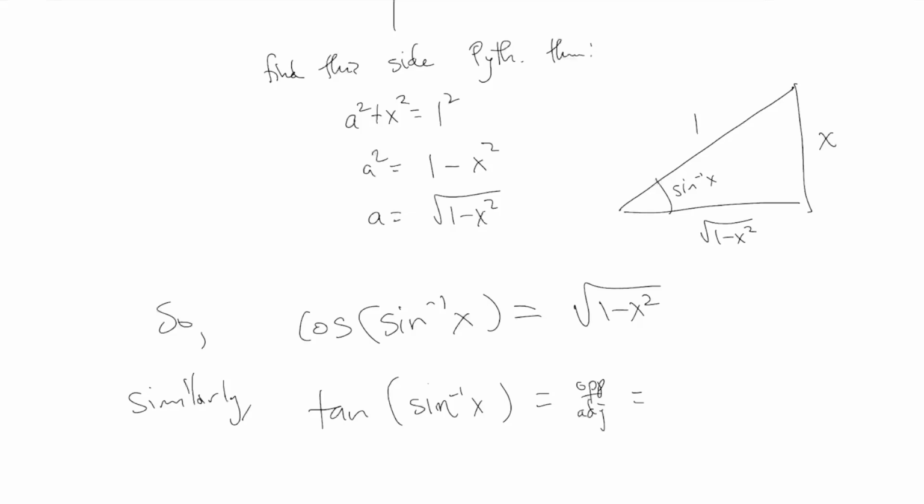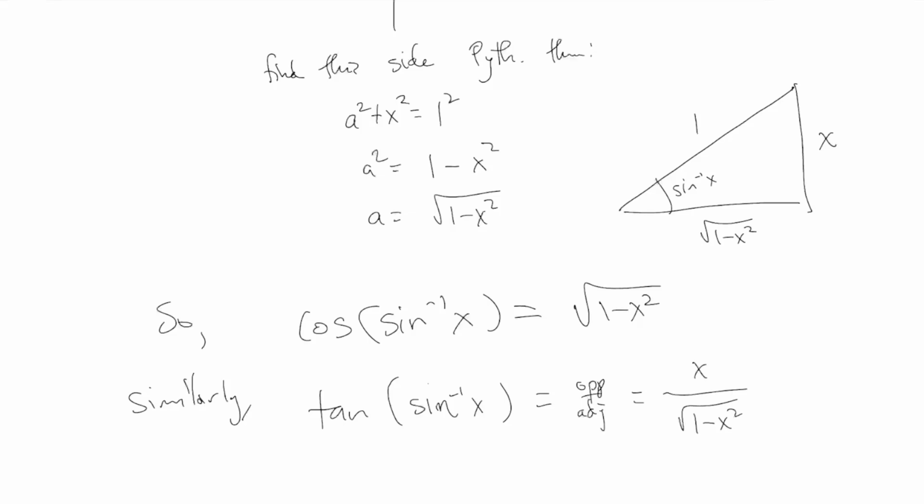Can anybody say? Yeah, you look at this triangle. This is the angle I'm talking about, inverse sine x, and then I do opposite over adjacent. Opposite would be x, adjacent would be this guy, square root of 1 minus x squared. So it's like that.